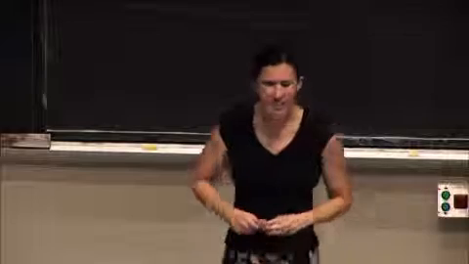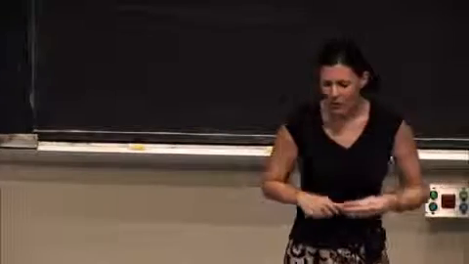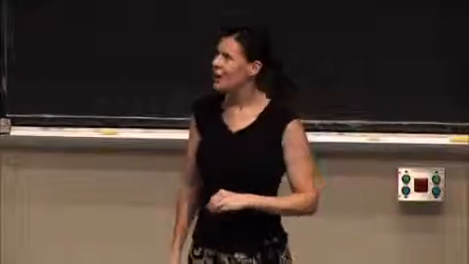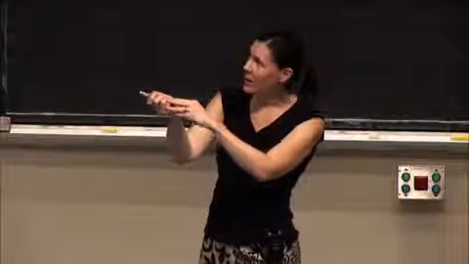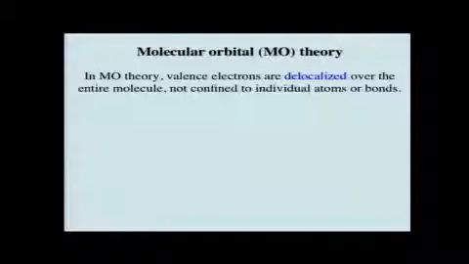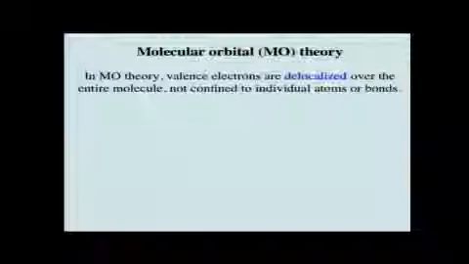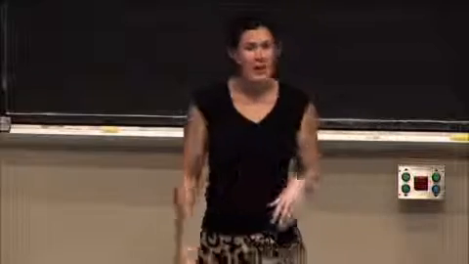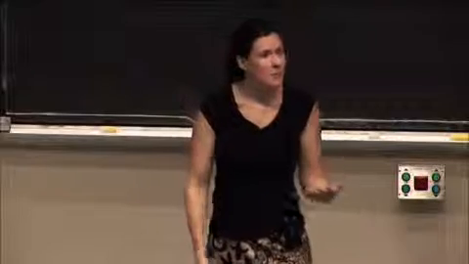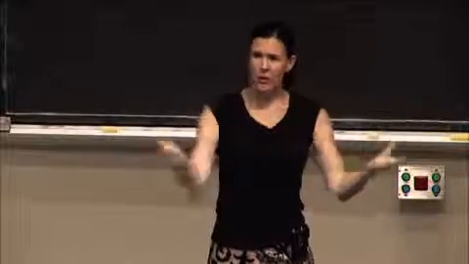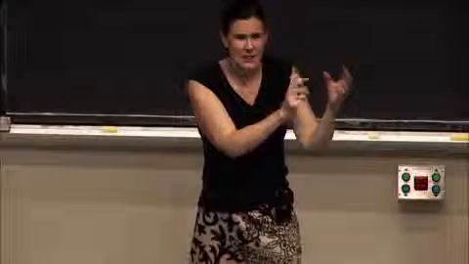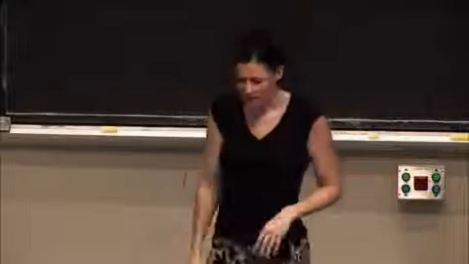All right, so one thing that I first want to point out about MO theory that is a big difference from Lewis structures is that in MO theory, valence electrons are delocalized over the entire molecule. When we talked about Lewis structures, we actually assigned electrons to individual atoms or to individual bonds, whereas in molecular orbital theory, we understand that the electrons are spread all over the molecule. They're not just associated with a single atom or a single bond.